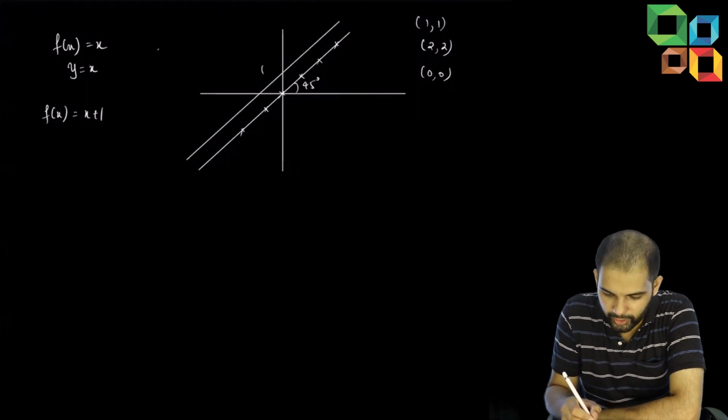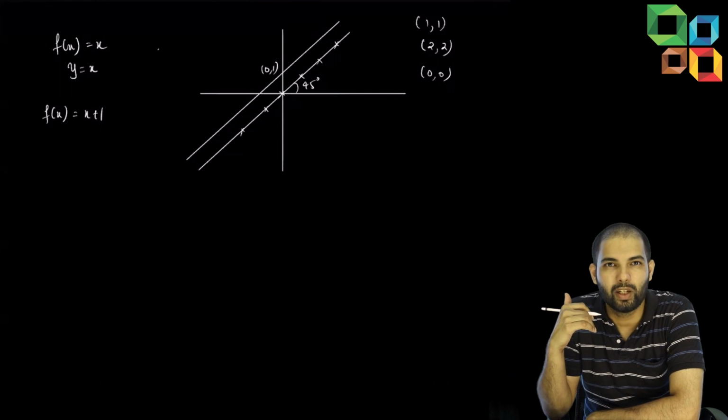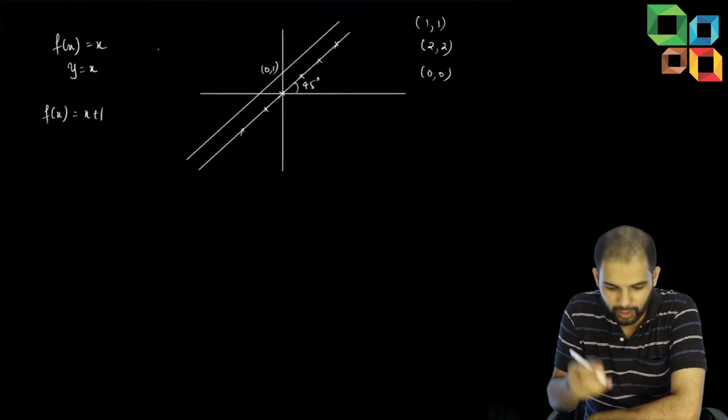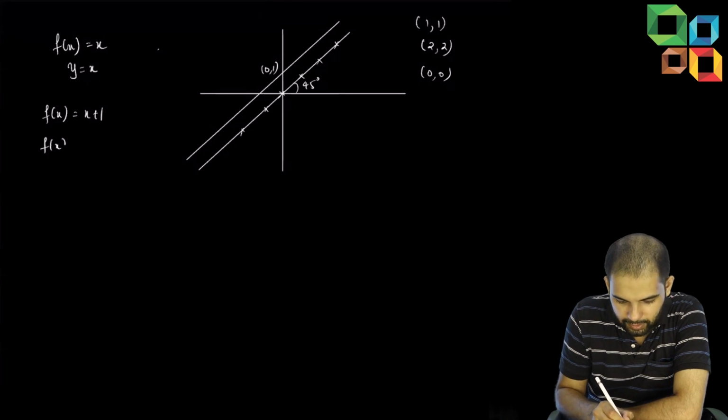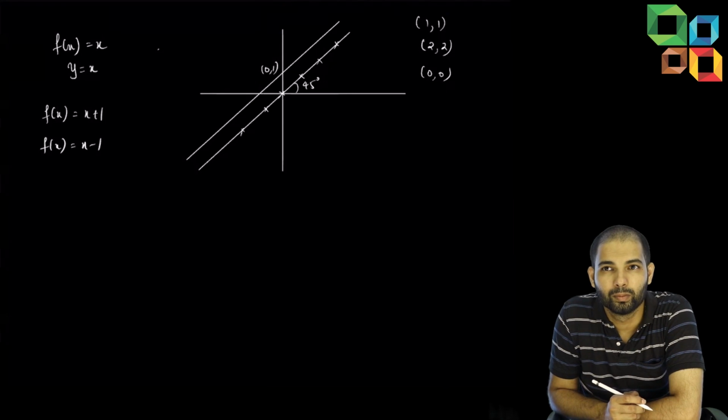Oh, this is wrong, you're saying, right? So what would be your line? What do you feel the line would be? No, it's correct, sir. That's correct. Okay, fine. So you're saying the line would shift 1 unit upwards. Okay. What about if f of x is x minus 1? 1 unit downward.